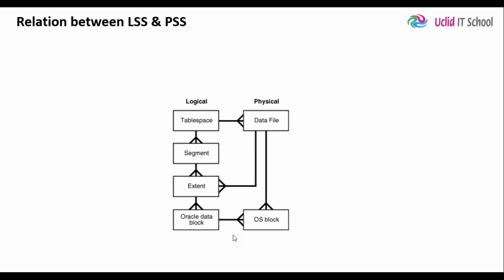Assuming that the operating system block size is say 1 kilobyte, and the Oracle block size is 8 kilobytes, how many OS blocks make up one Oracle block? It's 8 blocks. So that way you have to correlate the Oracle block with the OS block to understand the space management.